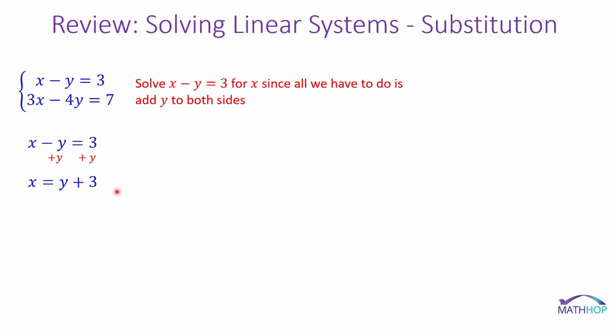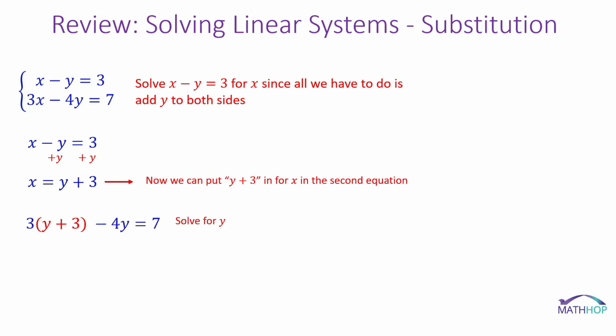Now we have this expression, y plus 3, that we can plug into the second equation everywhere we see x. Luckily, we only see one x, so it's not that bad. Remember, when you plug this expression in, you have to put parentheses around it. You have 2 terms, y plus 3. You have to distribute the 3 to both terms. So let's solve for y. Distributing the 3, we get 3y plus 9 minus 4y equals 7.